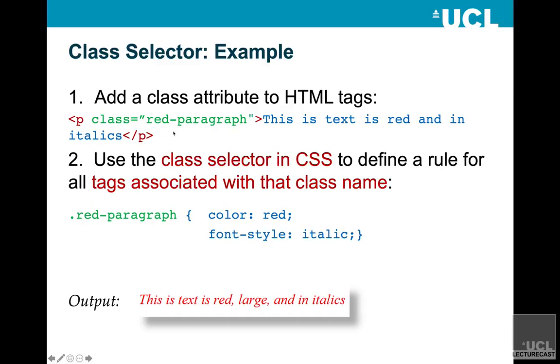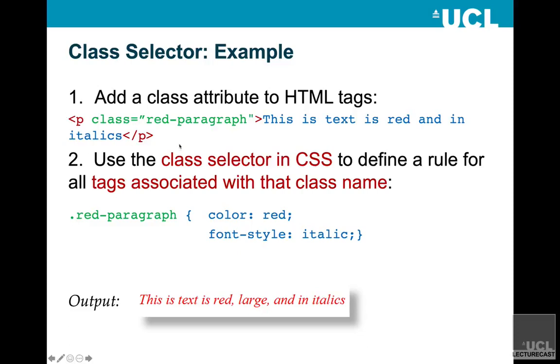So in order to specify that this class is special, we add this class attribute and provide the name of the class here. This class can be applied to more than one tag within your HTML document and can be applied to different elements within your HTML. For example, the same class can be applied to a paragraph, but it can also be applied to a heading. Now, the name may not be intuitive, and red paragraph may not be a good name for a class that is applied to a heading, but theoretically, it's possible.